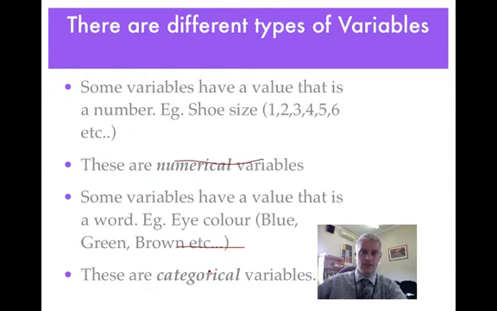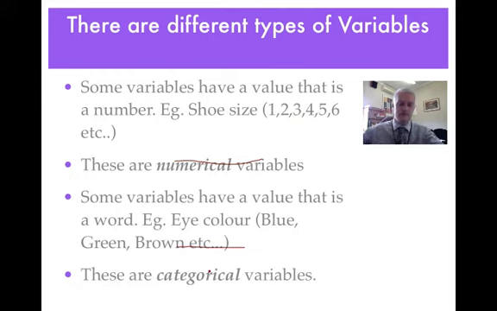So let's explore what is going on with these types of variables, because we can actually classify them into a particular type of variable, and this is really what the first section of the course is all about. So let's look at shoe size, for example. Shoe size, where the value of the variable can be a number, we call these, quite rightly, numerical variables, because the value of that variable is a number.